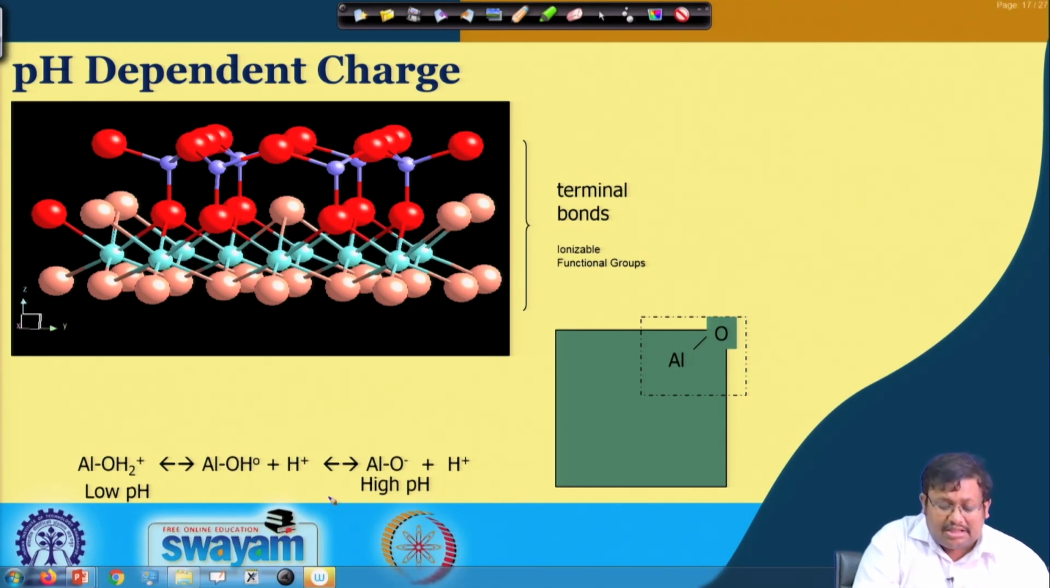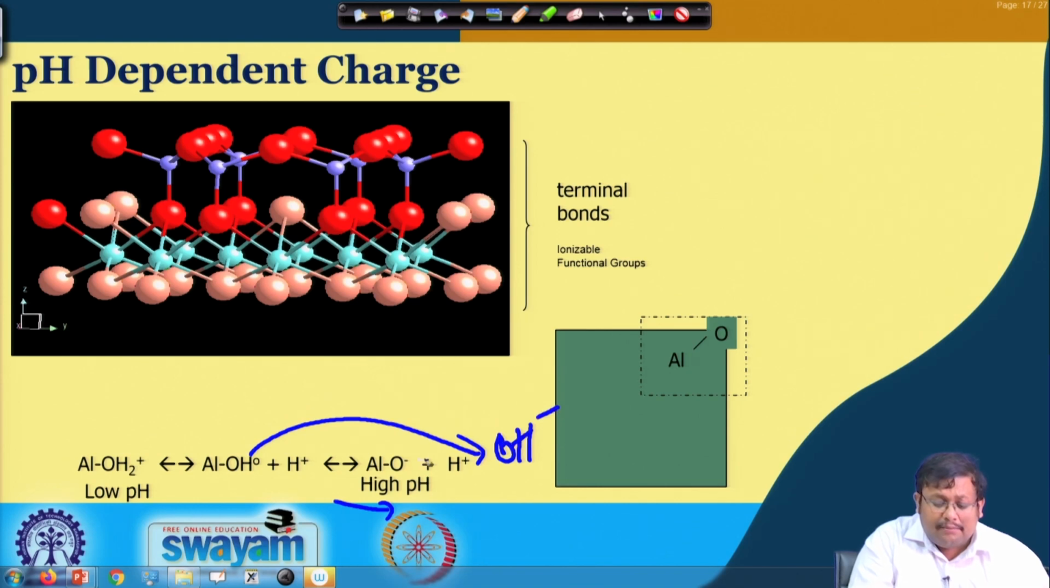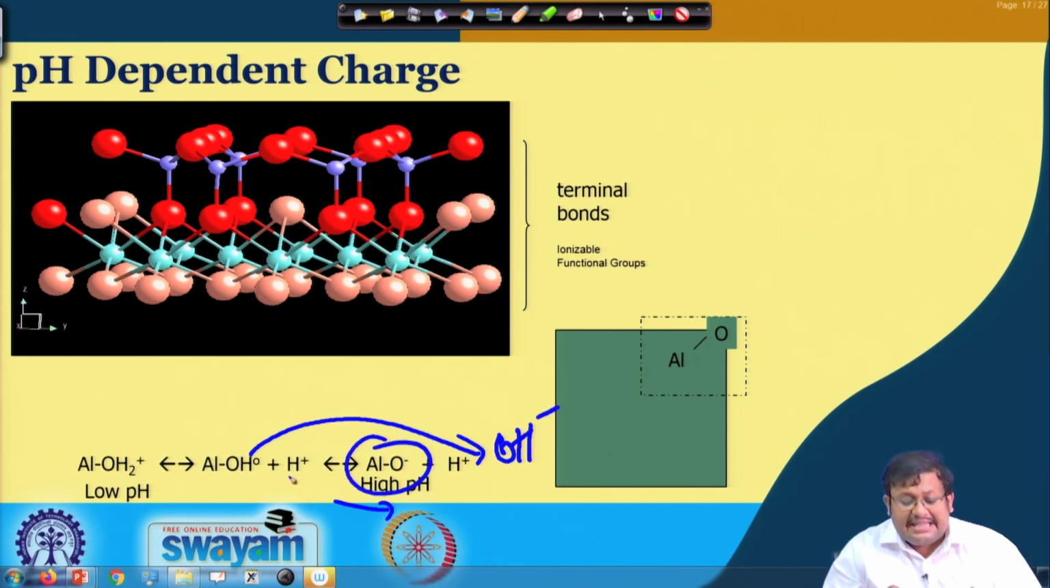If the soil has high pH, obviously the hydroxyl groups will be more prevalent. As a result, one hydrogen or proton will go to meet the excess of hydroxyl ions, producing a negative charge at the edge. So, that will produce a negative charge.